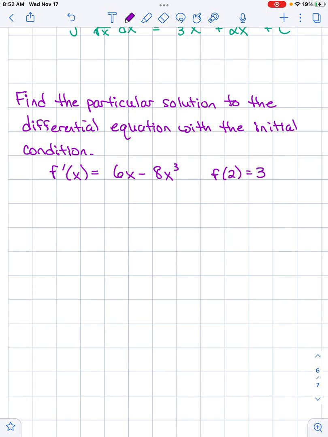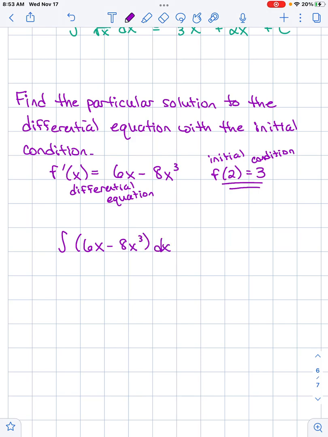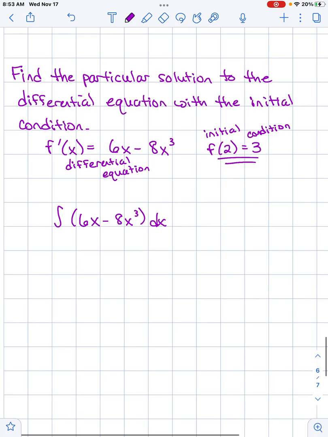So what this is saying is, find the antiderivative and then find the particular value of c that will fit this criteria. This is the initial condition. This is the differential equation. It's a derivative. All right, so what we're looking for is what is f of x? And specifically, that goes through this point, f of 2 equals 3. All right, let's integrate this. We're going to find the antiderivative of this differential equation of 6x minus 8x cubed.